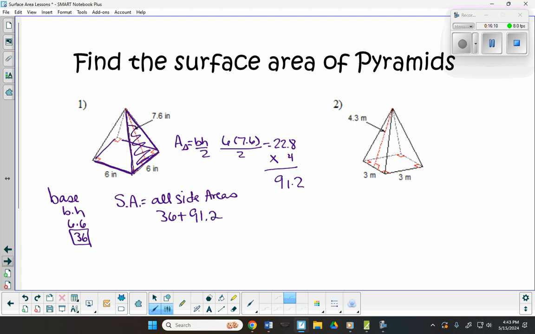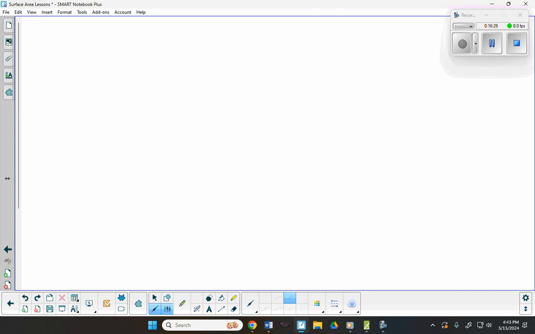And so then finally to get the total surface area, you add that to the area of the base, which is 36, and you get 127.2 square inches. So find the area of the base, find the area of the triangle, multiply it by 4, and then add those all together. And that's the end of the surface. Actually, I'm only going to add one more.